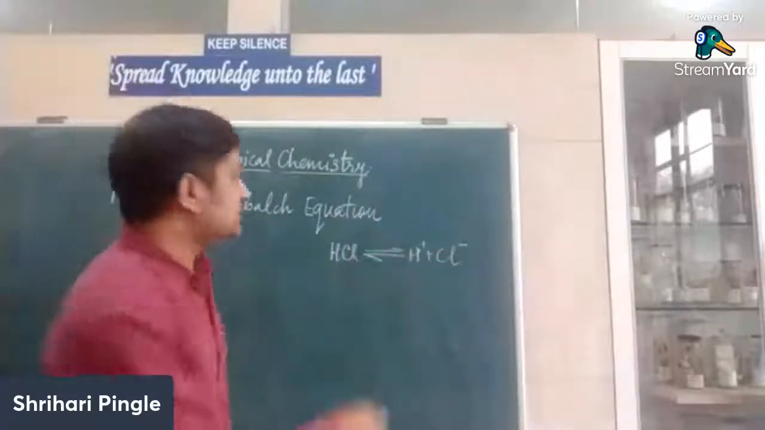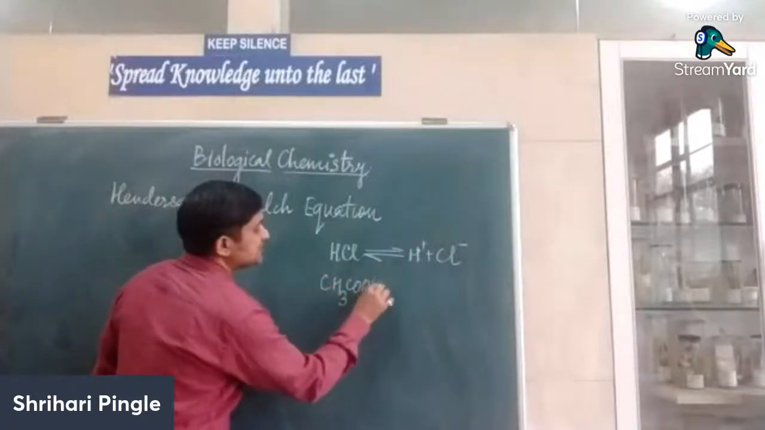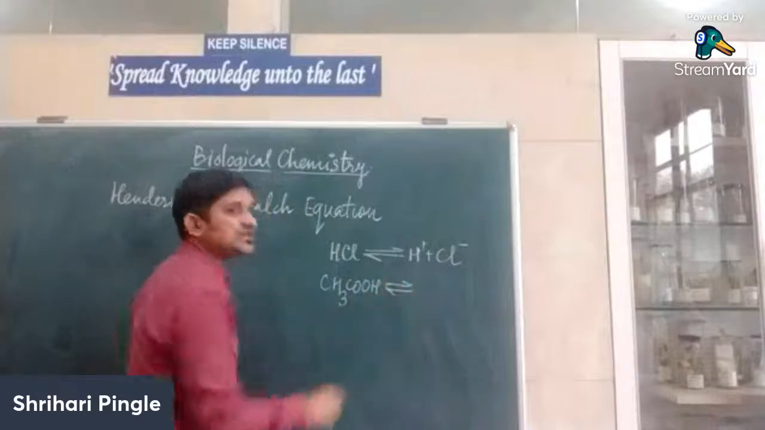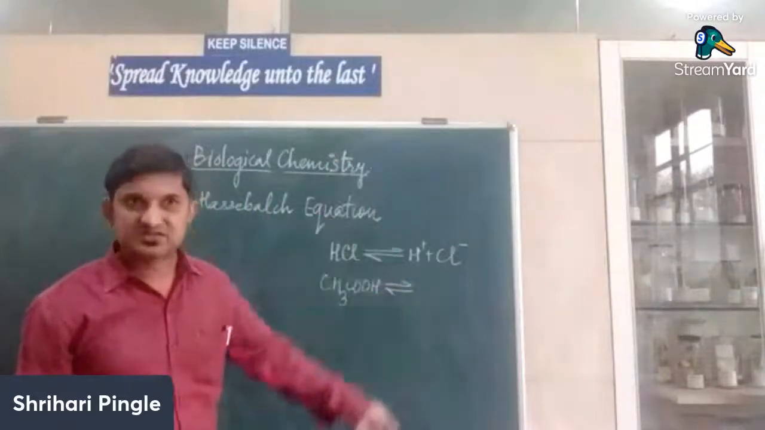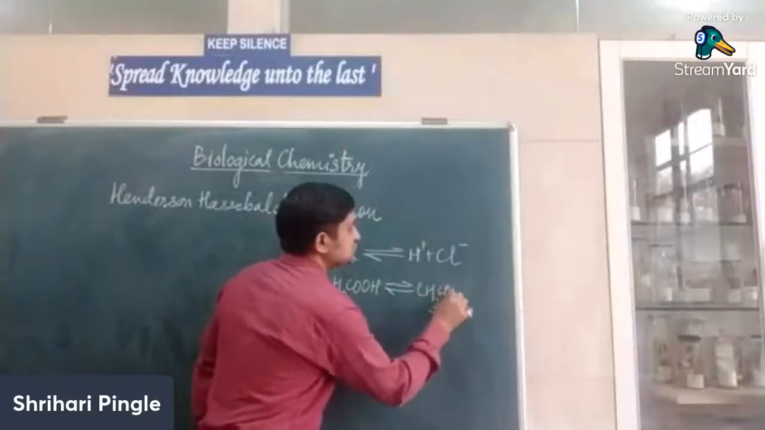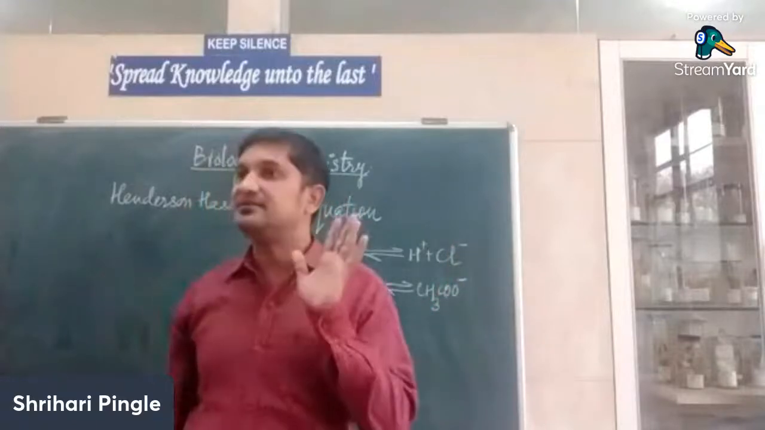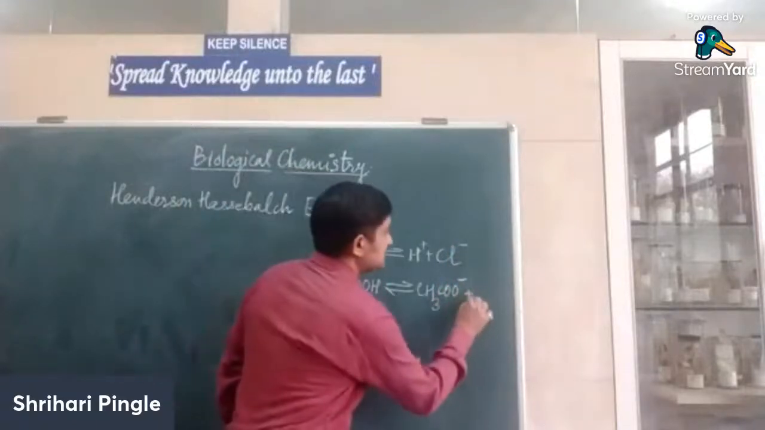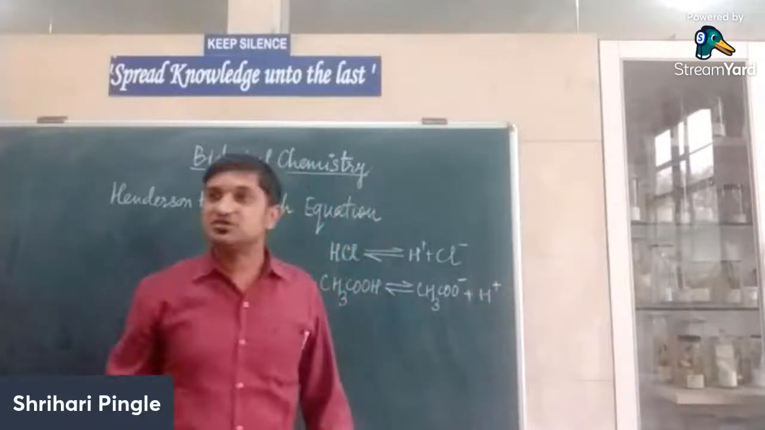But talking about some weak acids or bases, for example, acetic acid, the IUPAC name is ethanoic acid. When this acetic acid breaks down, it dissociates into CH3COO minus, that is the acetate ion, and H plus ion, that is hydrogen.